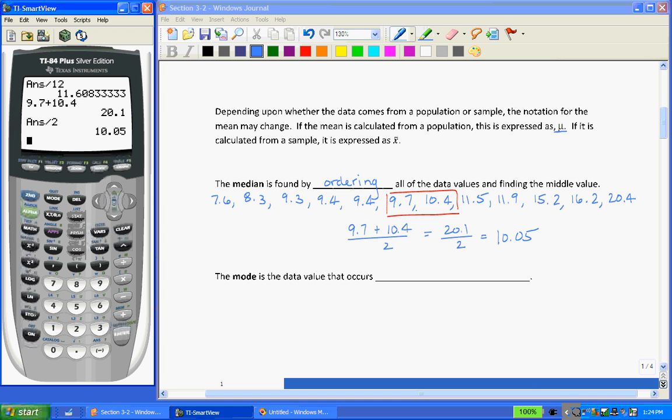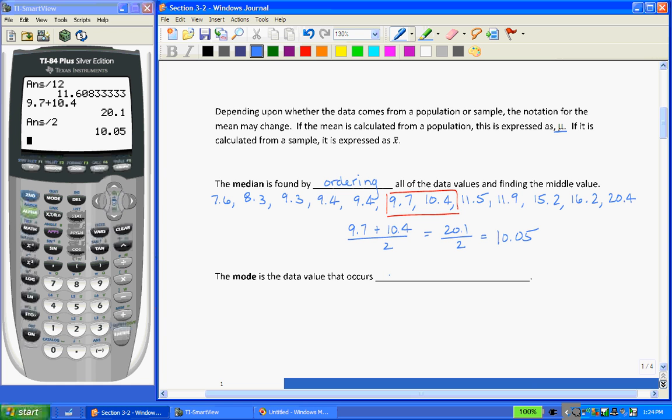Finally, the mode is the data value that occurs most often. So we're looking for a value that repeats, and if there's more than one value that repeats, we want the one that repeats the most often. In our data set, it looks like the only repeating value was 9.4. So our mode is 9.4.